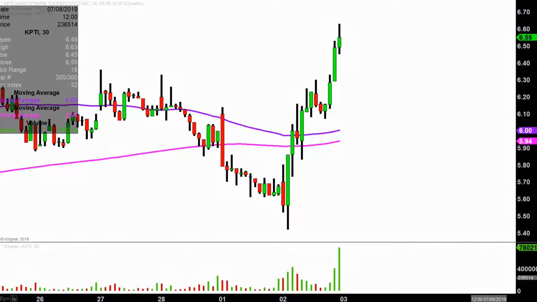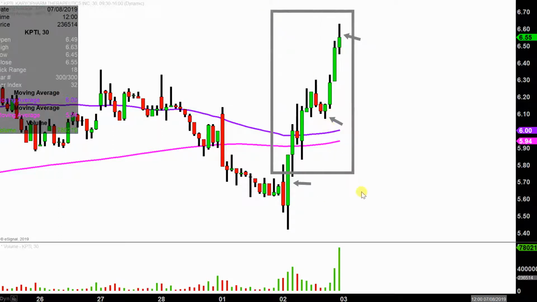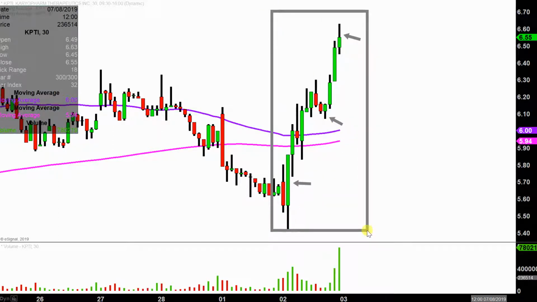Real quick, what do I mean by 30-minute, in case maybe you're new to charts? Instead of each one of these candlesticks here representing 1 day's worth of price action, which is what you would normally see, each one represents 30 minutes. So all this here may look like several days worth of time. It's actually today's price action broken down into 30-minute time slices.